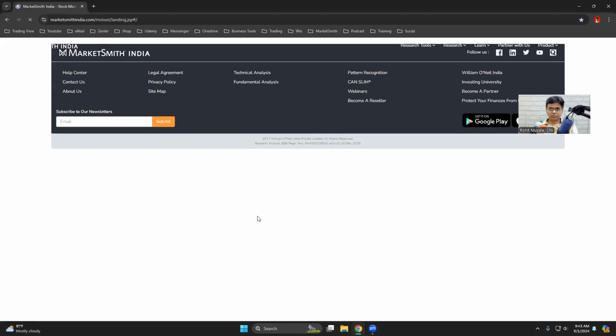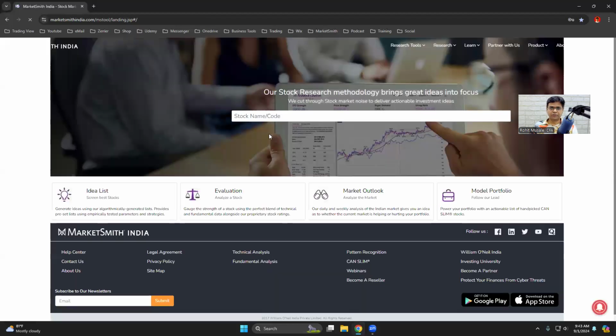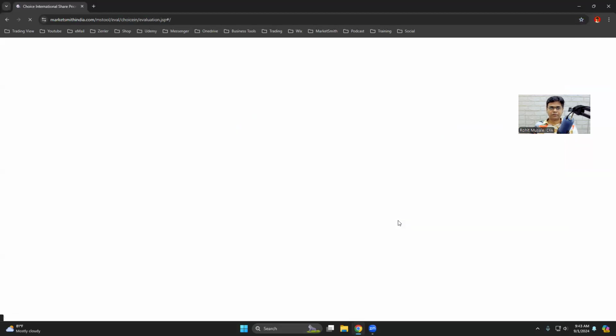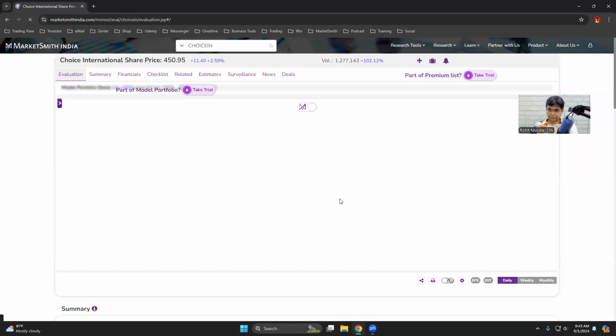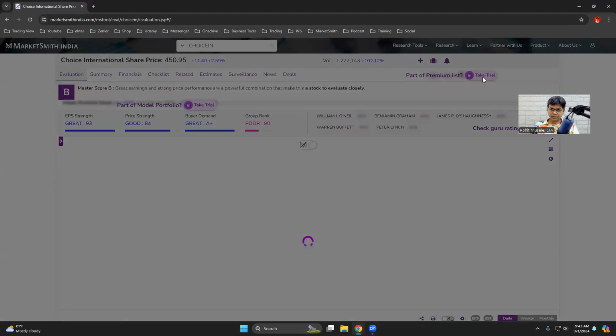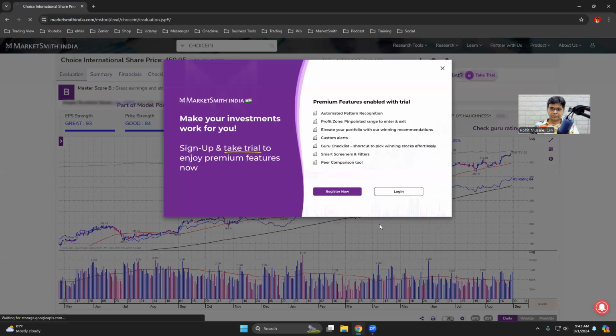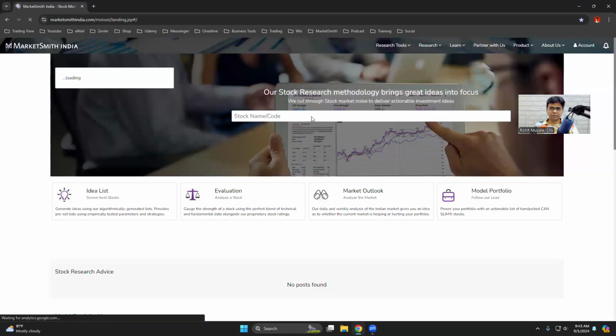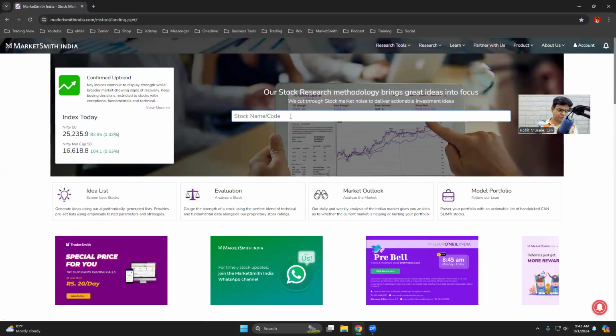and I will show you a powerful tool in MarketSmith, which I use daily. Okay, so let's say I write here the name of the stock. Let's say Choice International. Okay, now it says take trial, which means I have not logged in. So I click here. I go to login. I log in. Okay, then I will put the name of the stock again. Now I am inside the website.